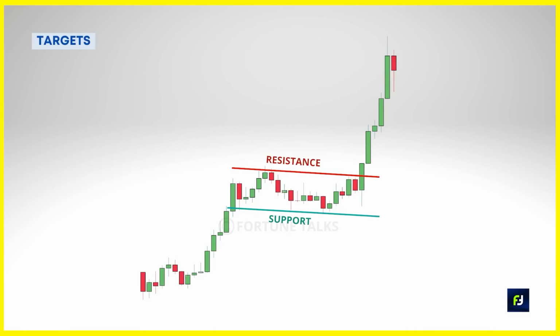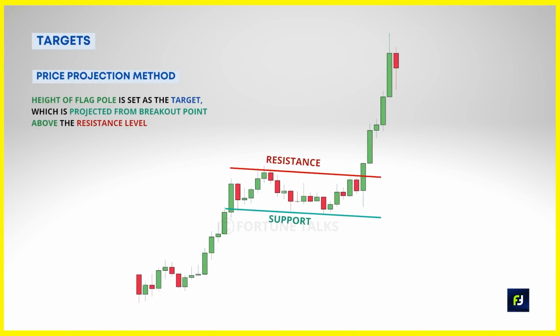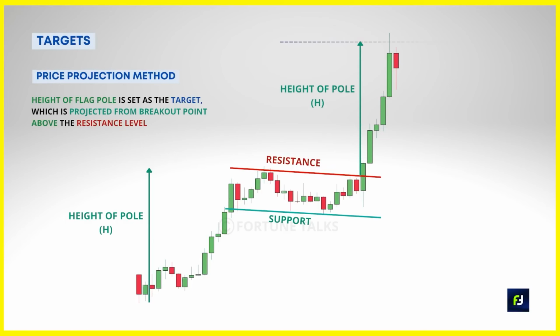And now let's learn how to set targets for bull flag patterns. Now there are many ways you can cash in your winners, and one of the most common approaches is to have a predetermined profit target based on the length of the flagpole. This method is also known as the price projection method. Let's measure the length of the flagpole from the bottom of the bullish price move to the top of the resistance level, and then project this length from the breakout point above the resistance trend line. And this will be your profit target in the future.